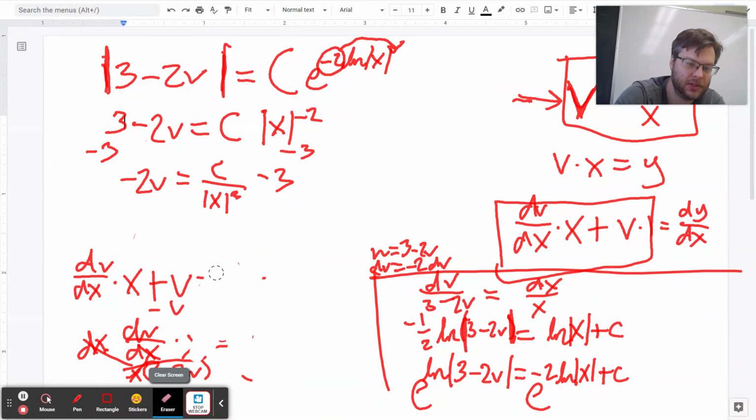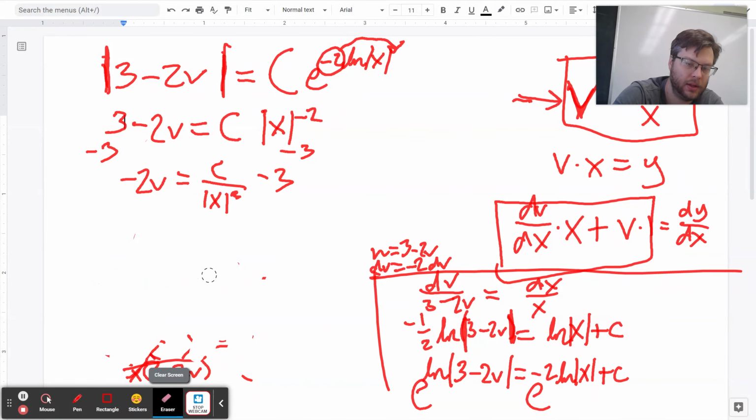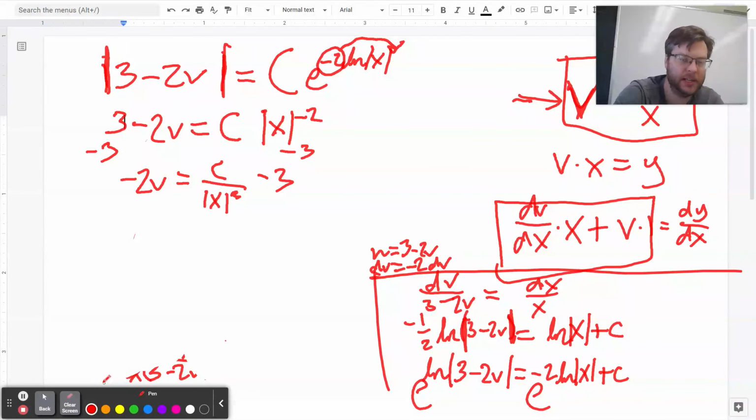One nice thing I'm noticing now is that if you square the absolute value, you're going to get the same answer as if you square just x by itself. So it doesn't matter if x was positive or negative because you're squaring it anyway. So that's kind of a nice thing. I can actually get rid of that absolute value. And I can divide by negative 2. So I have v equals c over negative 2x squared plus 3 over 2.